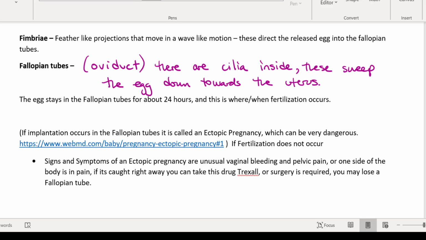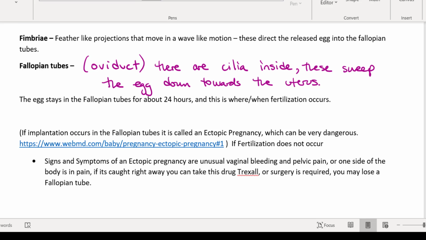All right, so another thing is if implantation occurs in the fallopian tubes, like implantation of the egg, this is called an ectopic pregnancy. This can be super dangerous, and so the baby would grow inside the fallopian tubes, and it can cause some major, major problems. Now, signs and symptoms of an ectopic pregnancy are usually vaginal bleeding and pelvic pain, or one side of the body is in a lot of pain.